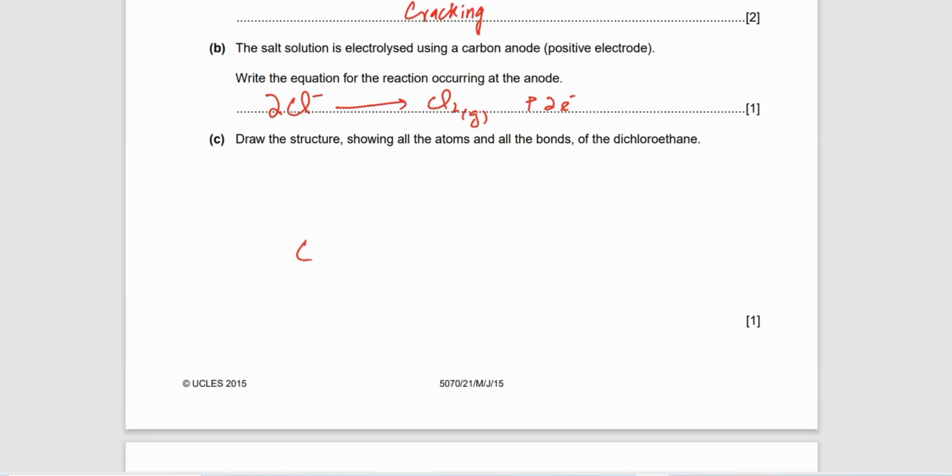Ethane is one carbon, two carbon. Etha means two carbon, and ane means single bond. Dichloro, one chlorine over here and one chlorine over here. What about the remaining valencies? The remaining valencies are satisfied with hydrogen.